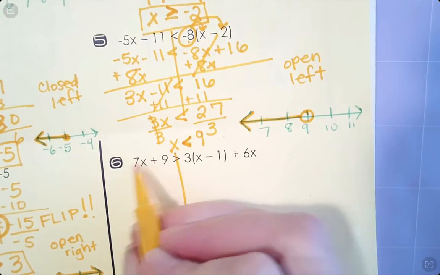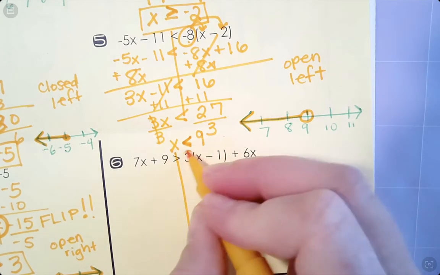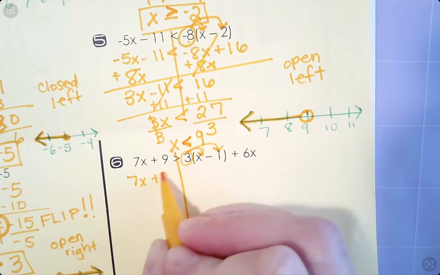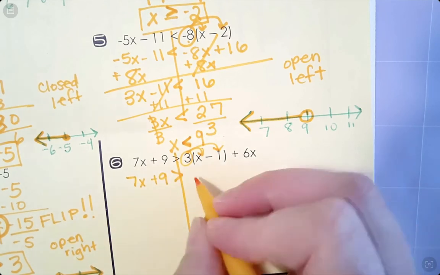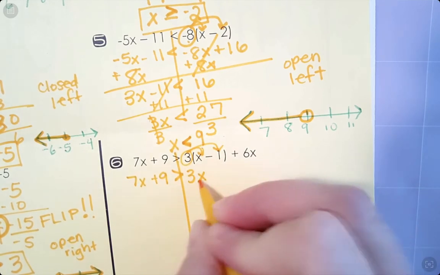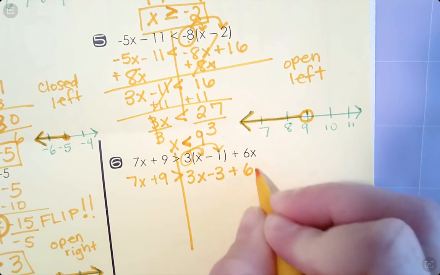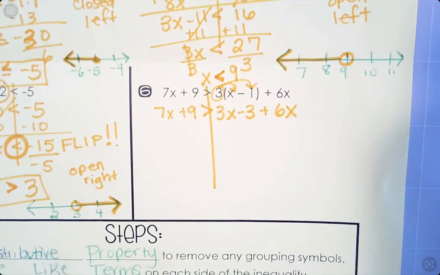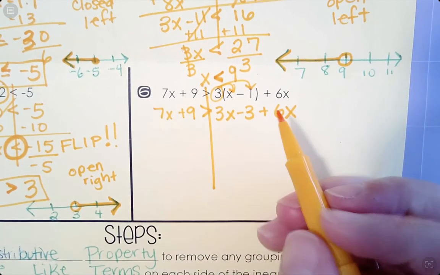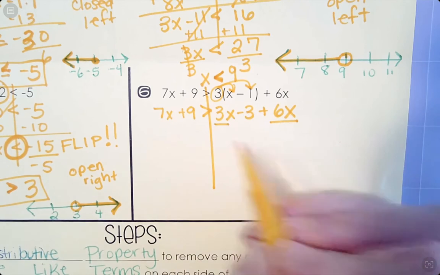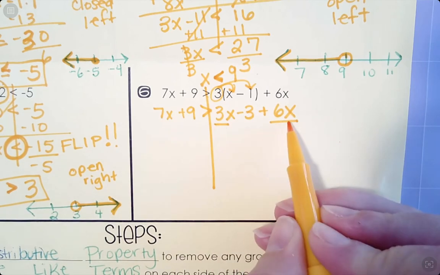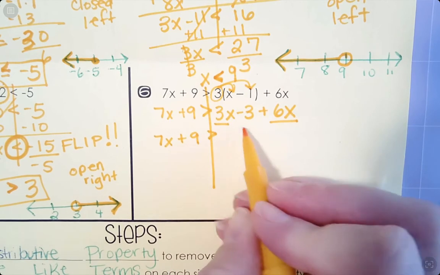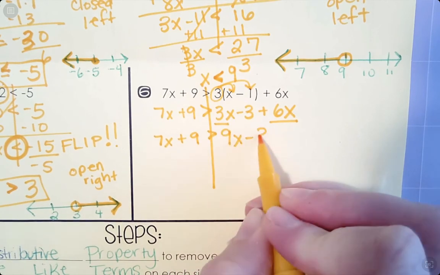Left side, there's nothing to do. The right side, we have parentheses, so we need to distribute that. So we have 7x plus 9 on the left side, or greater than or equal to, and then 3x minus 3 plus 6x. Still need to do something. We need to combine these terms. We have a positive 3x and a positive 6x. So I have 7x plus 9 greater than 9x minus 3.